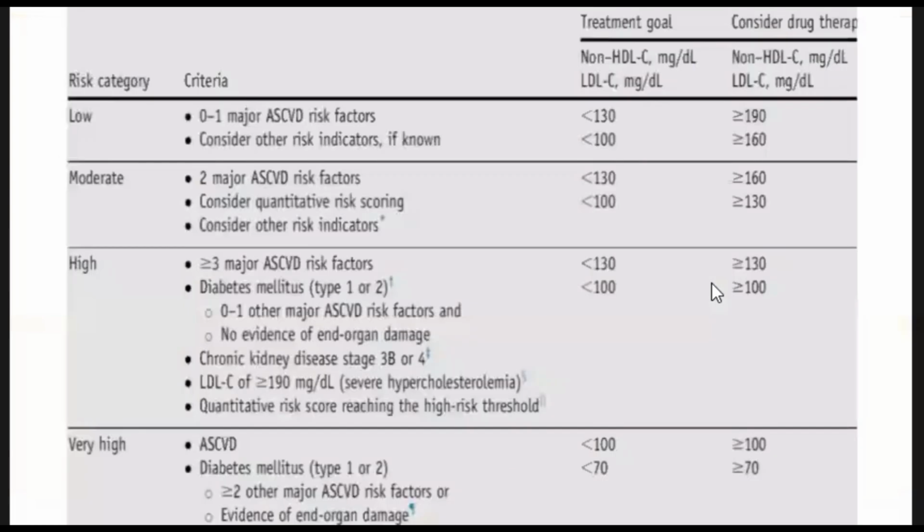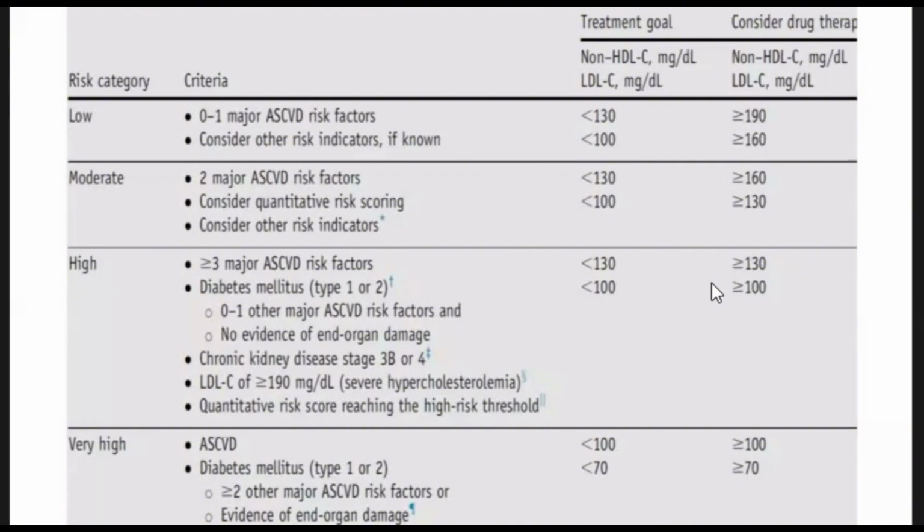As I said, we have to identify the low risk patient, moderate risk, high risk, and very high risk patient and treat them according to that. Very high risk patients are the patients who have had at least one episode of atherosclerotic cardiovascular disease in the form of MI, stroke, or peripheral vascular disease. So they are very high risk patients.